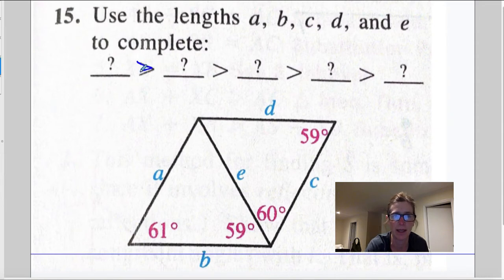This is saying that it's less than. So this is less than this. This is less than this. I don't even love the way it's written, but the question itself is really good.